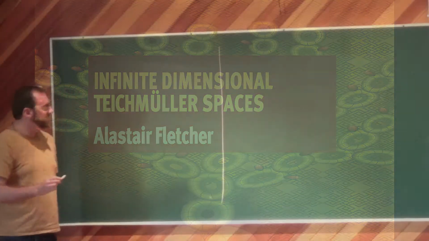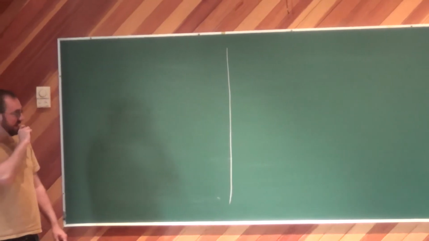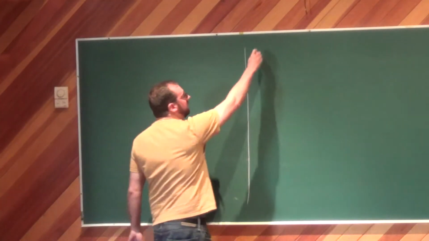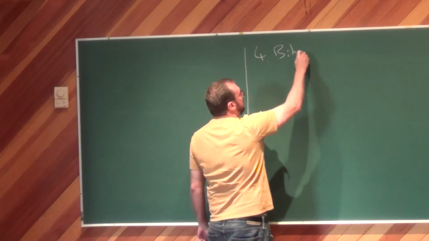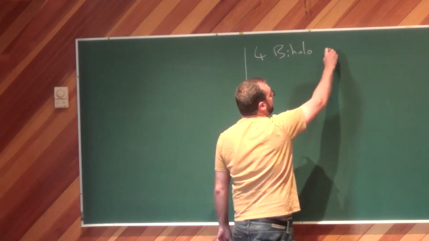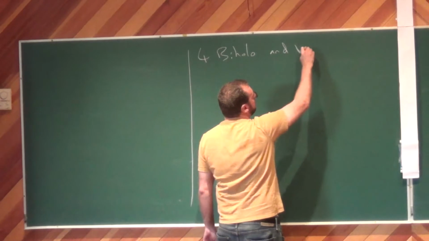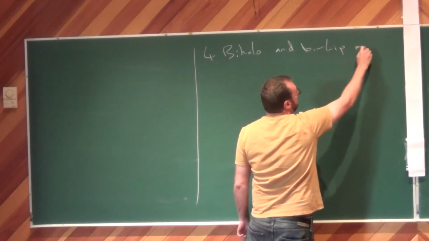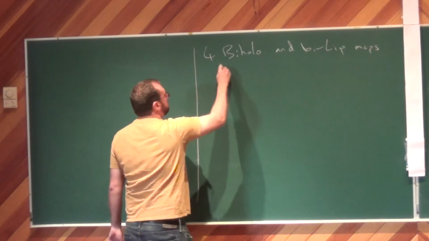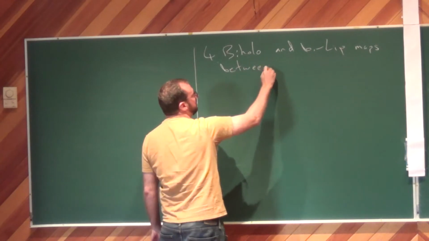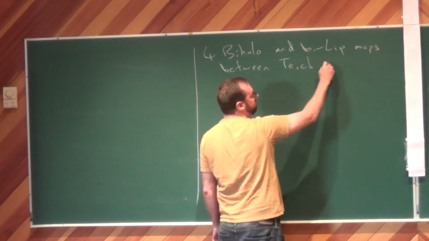So this is lecture 4 on infinite dimensional Teichmüller spaces, and we're going to focus on bi-holomorphic and bi-Lipschitz maps between Teichmüller spaces.